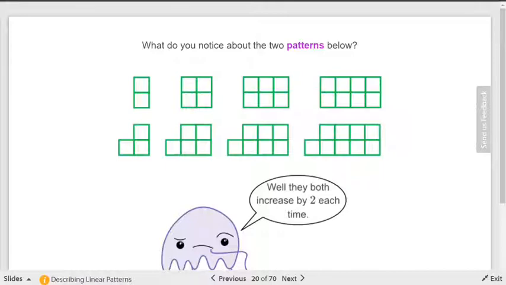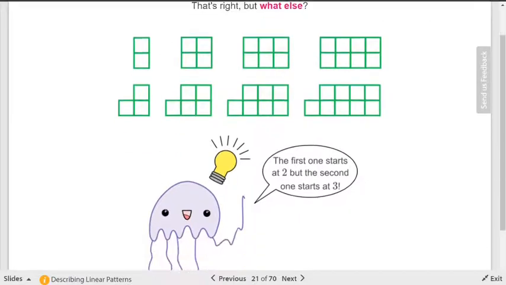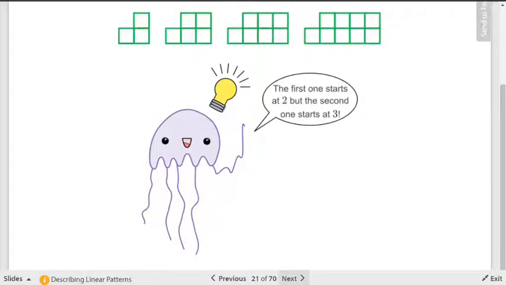Exactly. This has 3, and then 5, and then 7. So both of these patterns are increasing by 2. But the first one started with 2, and the second one started with what? 3. So you can have patterns that increase by the same amount, guys, but you have different starting points. So they're going to give us a little bit different rule when we look at the rules. The first one starts at 2, and the second one starts at 3. That starting number is very important for you.